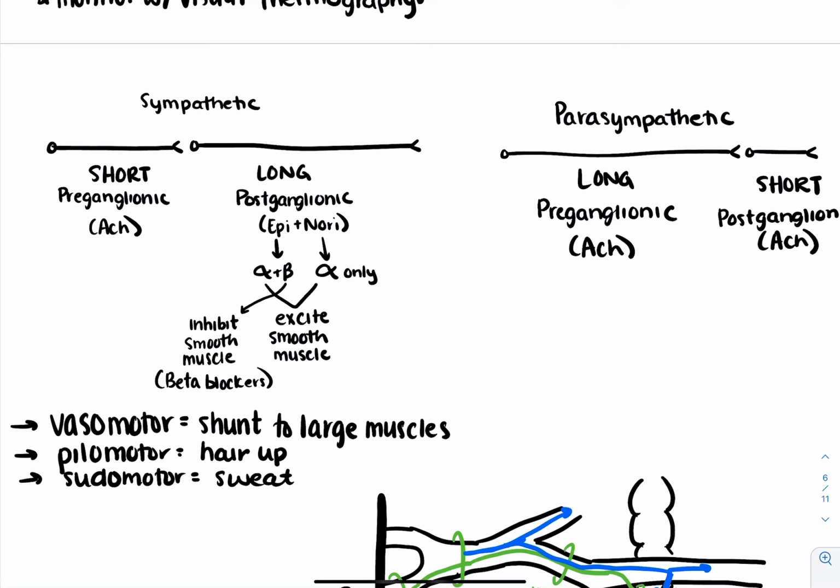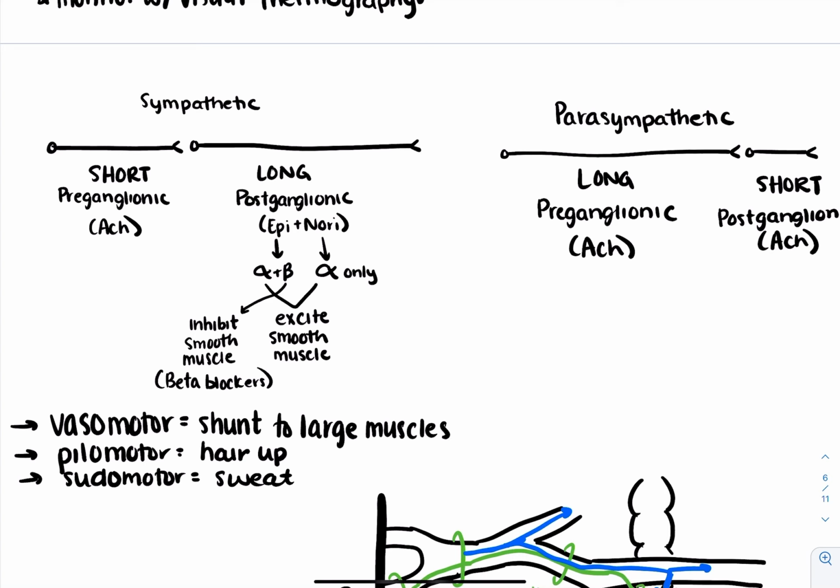And they're going to release, for the most part, epinephrine and norepinephrine. There is only one case where it releases acetylcholine, and that is to our sweat glands and our blood vessels. So don't worry about that too much. But for the most part, it's epinephrine and norepinephrine. Epinephrine can bind both to an alpha and a beta receptor. Norepinephrine only goes to alpha.